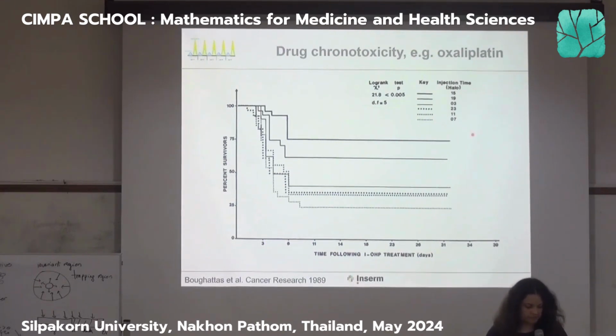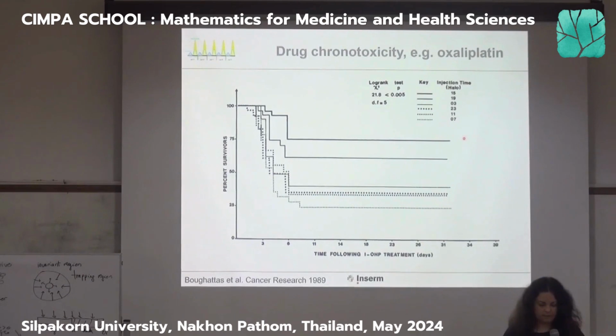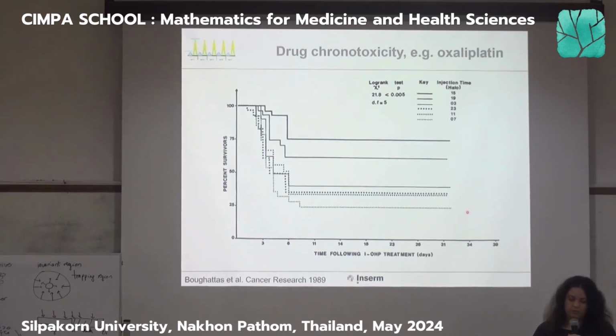And as you can see, if you give the drug here, so 15 hours after light onset, about 25% of your mice die, and 75% of your mice stay alive. On the opposite, if you give the drug around here, then it's the exact opposite. So 25% of the mice are alive, and 75% die. And this is just changing the timing.